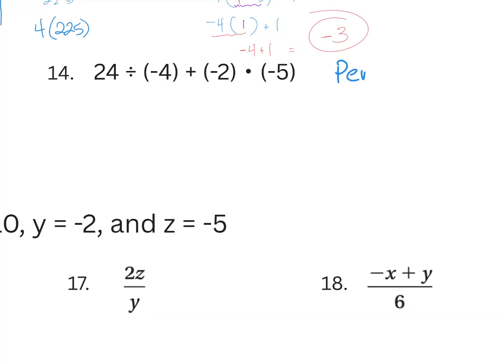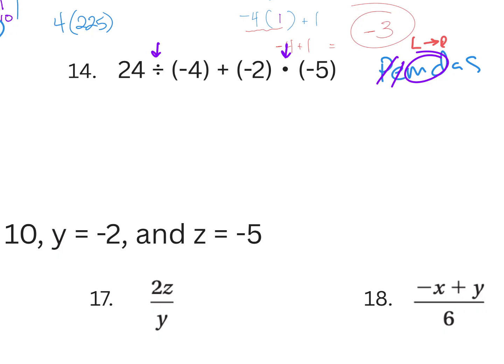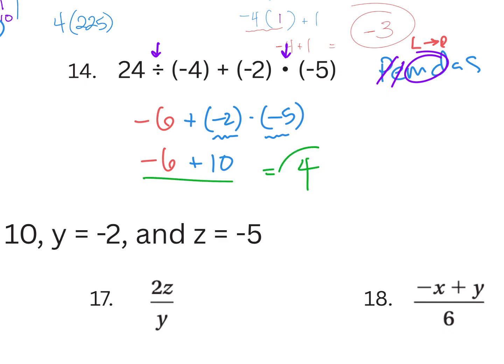Let's write PEMDAS again, just to help have that visual reminder. No parentheses, no exponents. We have multiplying and dividing. Here's dividing, here's multiplying. So let's do dividing first, because we're going left to right. 24 divided by negative 4 is negative 6, plus negative 2 times negative 5. Negative 6 doesn't change, but negative 2 times negative 5 is positive 10. So negative 6 plus 10 is 4.